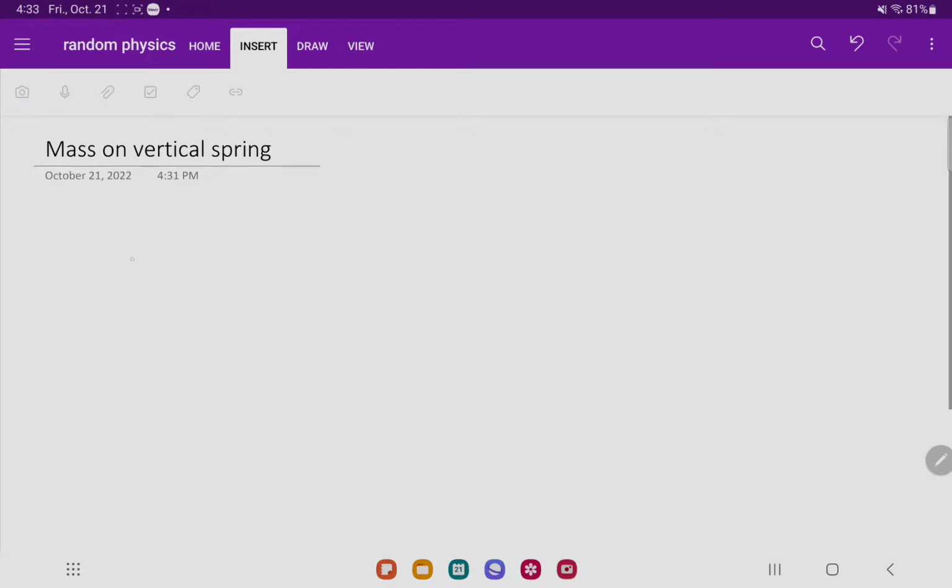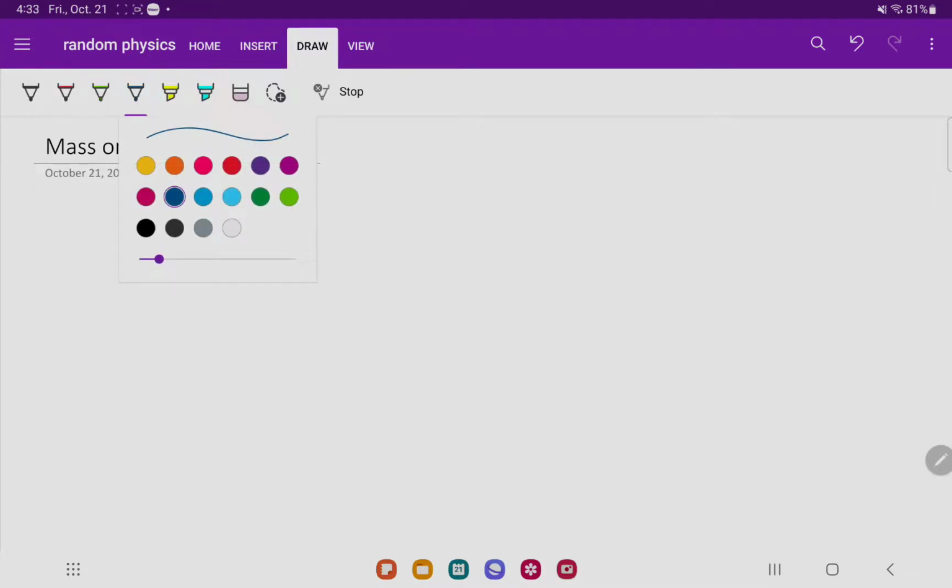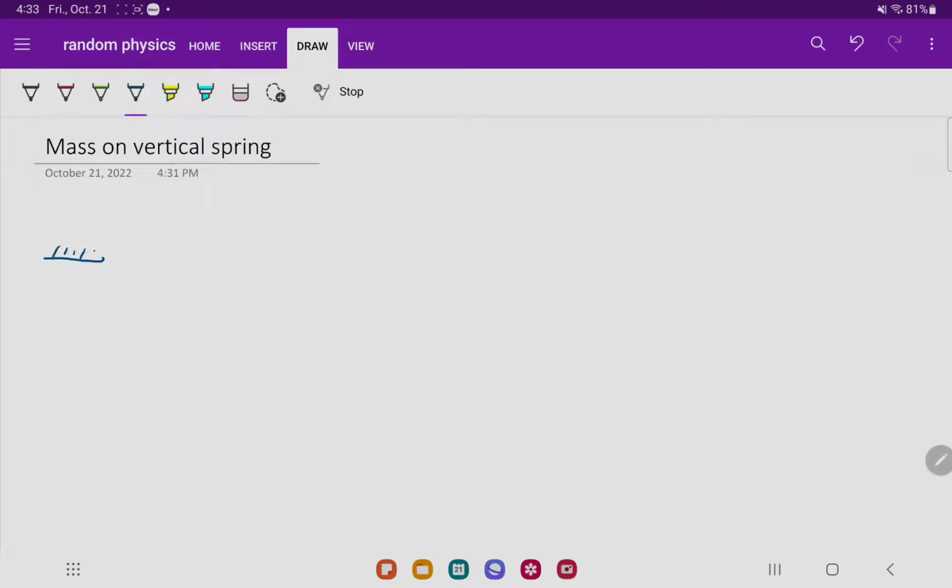Let's say I have some kind of ceiling over here. This is the roof, and it has some spring that goes like this. It hangs a mass of M.